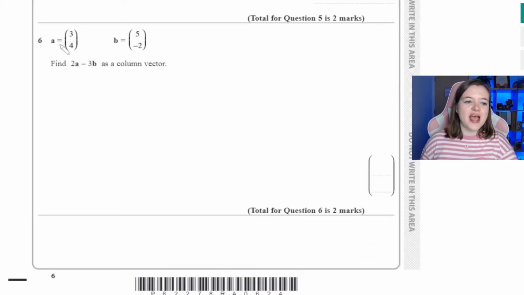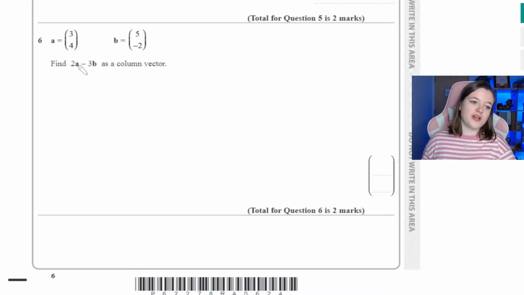Question 6. A is the vector (3, 4) and B is the vector (5, -2). Find 2A minus 3B as a column vector. So column vector maths is easy peasy, right? It's kind of like fractions, but even easier than fractions, right?